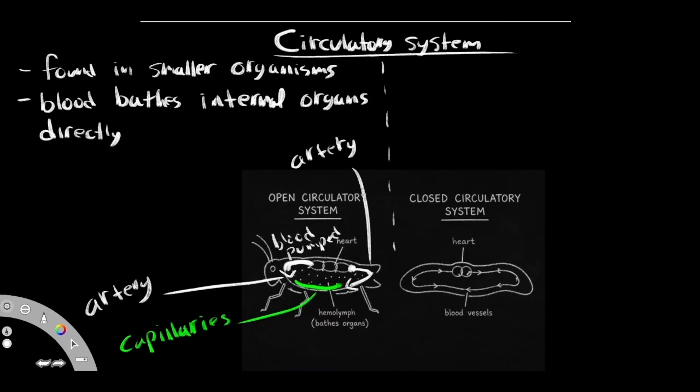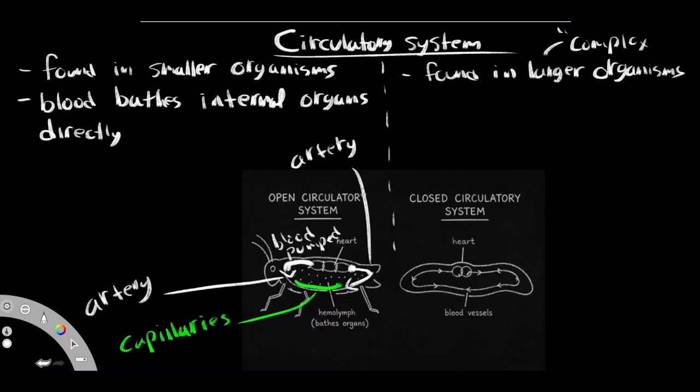So in contrast, the closed circulatory system is found in larger organisms because they tend to be more complex. Again, there's nuance to this, but on average, yes, the larger ones tend to be more complex. And in here, the blood is always, I repeat, always contained in vessels.